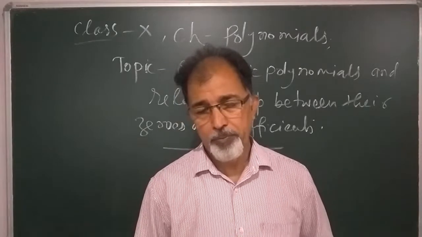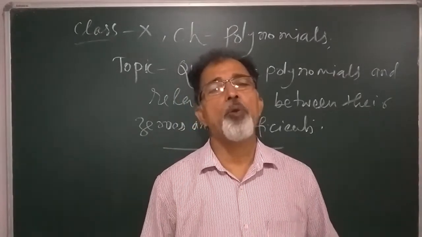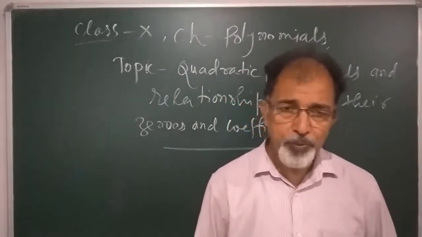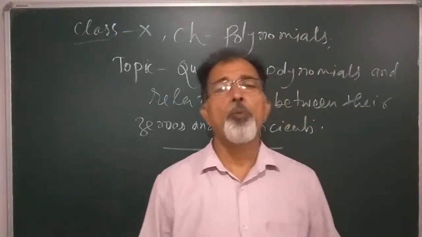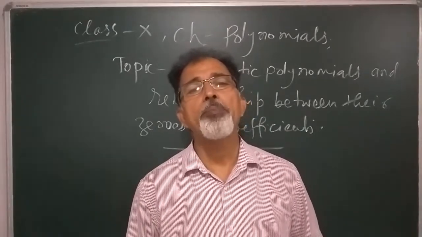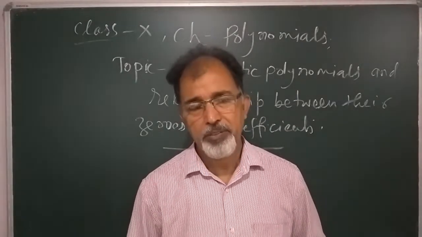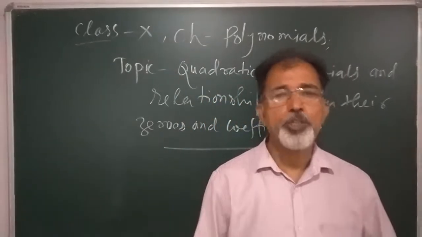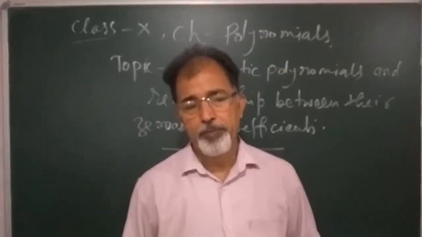Zero polynomial. 0 is known as the zero polynomial, that is, p of x equal to 0 is a zero polynomial. And the degree of a zero polynomial is not defined. And every real number is a zero of the zero polynomial.